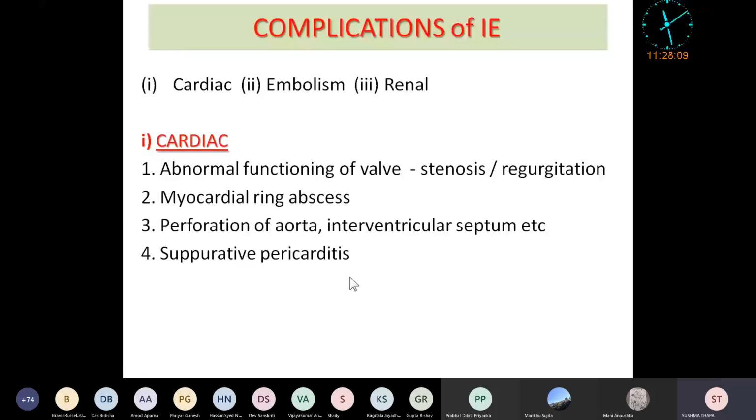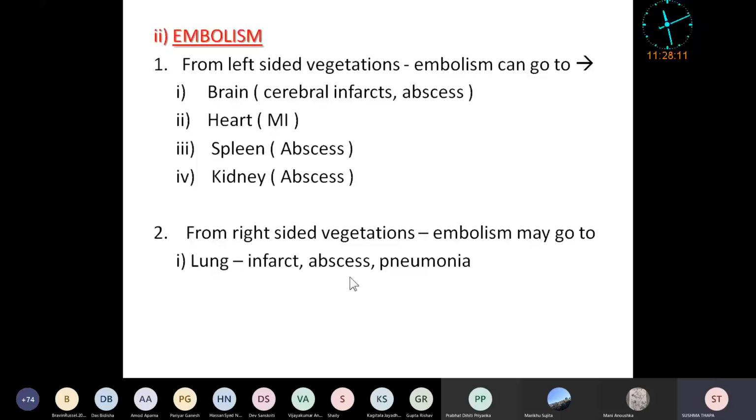Now next, the vegetation will lead to embolism. So if it is left-sided vegetation, the embolism can reach various organs like the brain, the heart itself, and the spleen or the kidney. Wherever it reaches, since it consists of the virulent organism, that organism will be lodged in that distant organ and will multiply, leading to abscess formation. Not only is there infarction, but there will be abscess formation.